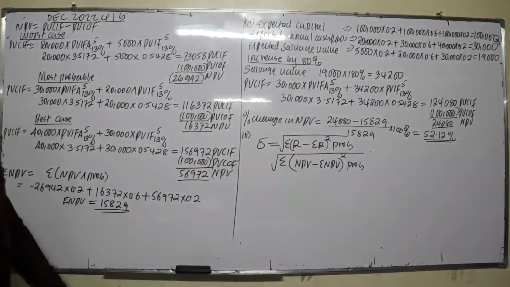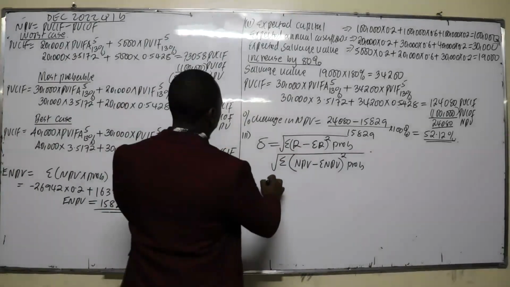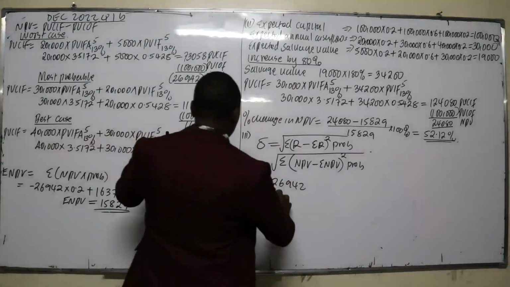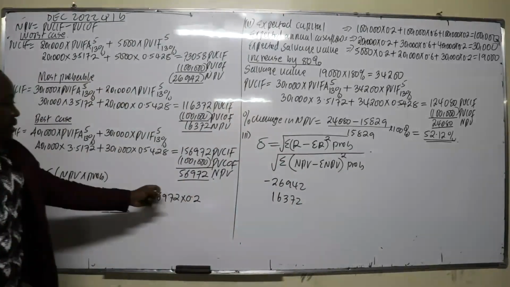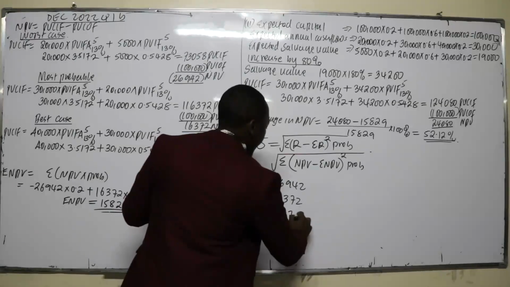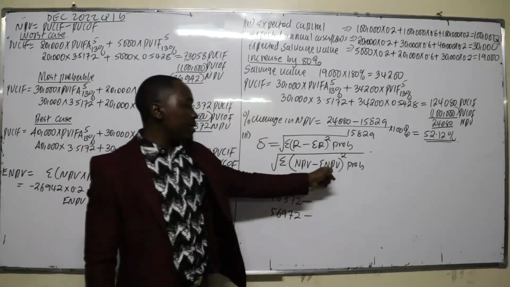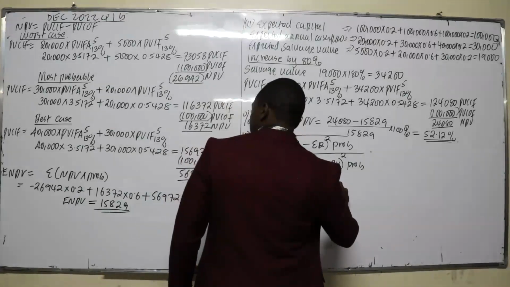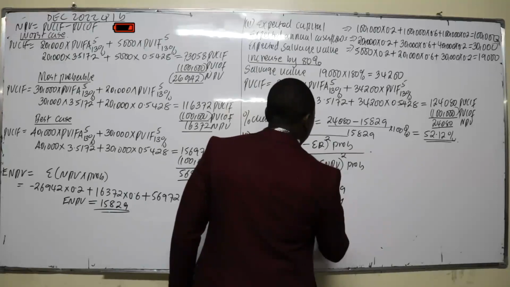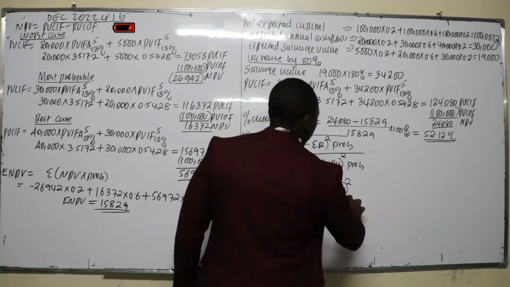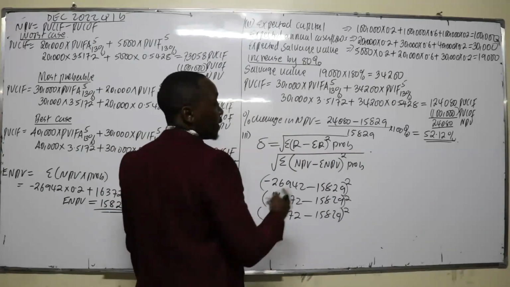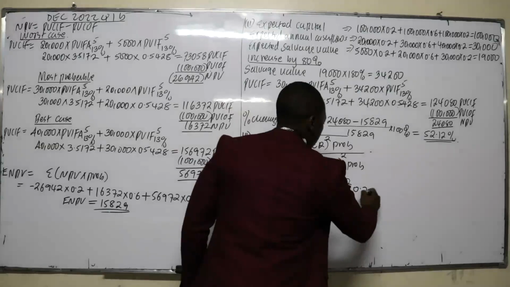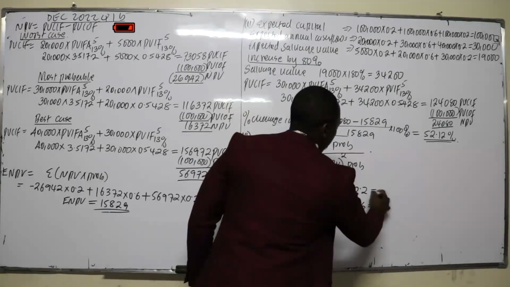We have 3 scenarios. In the worst case, the NPV was negative 26,942. The most probable NPV was 16,372. And the best case, we had 56,972. You compare that against the average. The average is expected NPV, and the expected NPV was 15,829. Then you square to eliminate any negative that might exist. Then the probability. What's the probability of the worst case scenario? 0.2. The other one was 0.6, and 0.2.